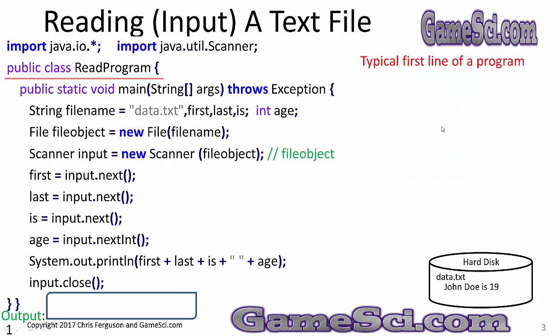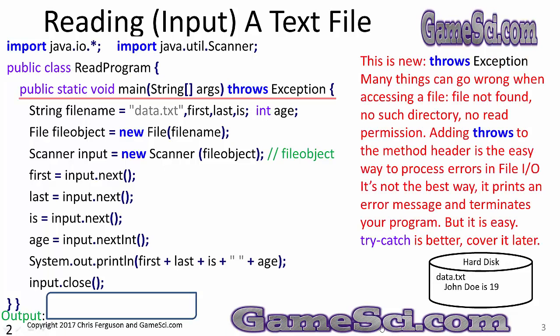Typical first line of the program, I call this public class ReadProgram because all this little program does is read from the file. Public static void main, typical first line of main. We add the throws Exception. That throws Exception is new. Many things can go wrong when accessing a file. File not found, no such directory, no read permission on the file.